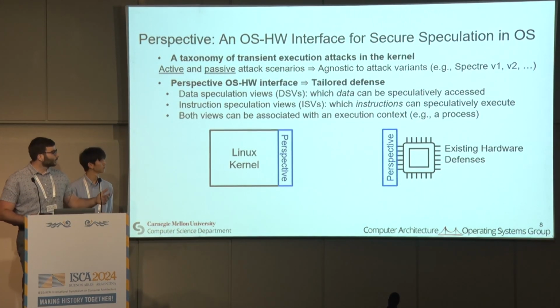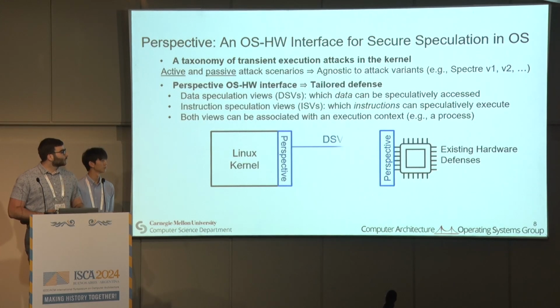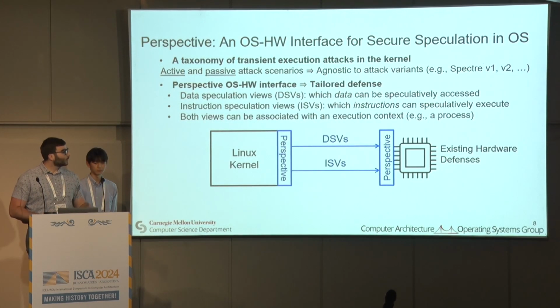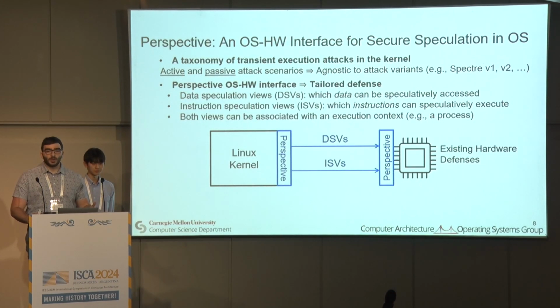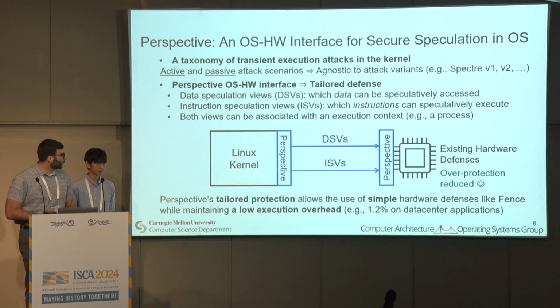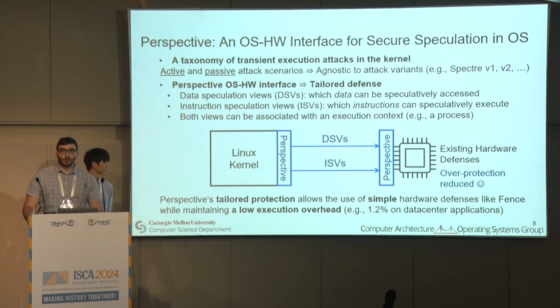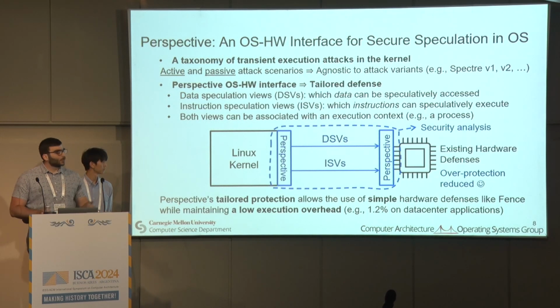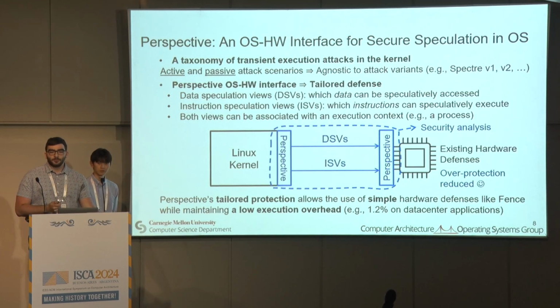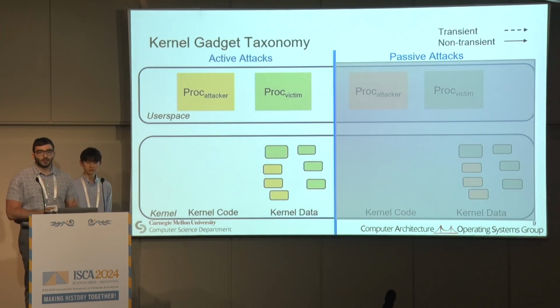The kernel or software side at runtime will decide how DSVs and ISVs are enforced and allow us to enable simple hardware defenses on top of the existing hardware defenses, such that we can reduce overprotection. Finally, Perspective's tailored protection with this simple hardware allows for a low overhead, about 1.2% on data center applications. And finally, we do a security analysis on how effective Perspective actually is. So let's talk about our taxonomy.